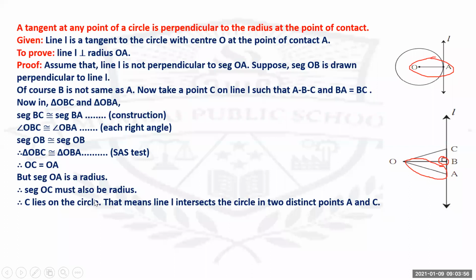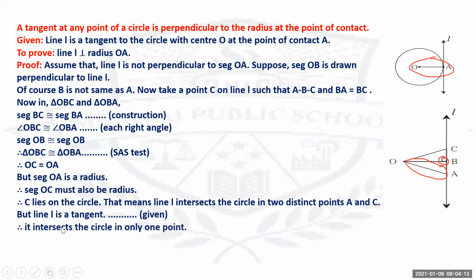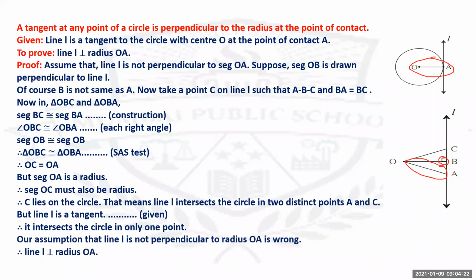Understand? If you're getting OC as the radius, you're going to get that C lies on the circle. This means that line L intersects the circle in two distinct points A and C. But line L is the tangent. So by definition of tangent, it intersects the circle at only one point. So our assumption that line L is not perpendicular to radius OA is wrong.